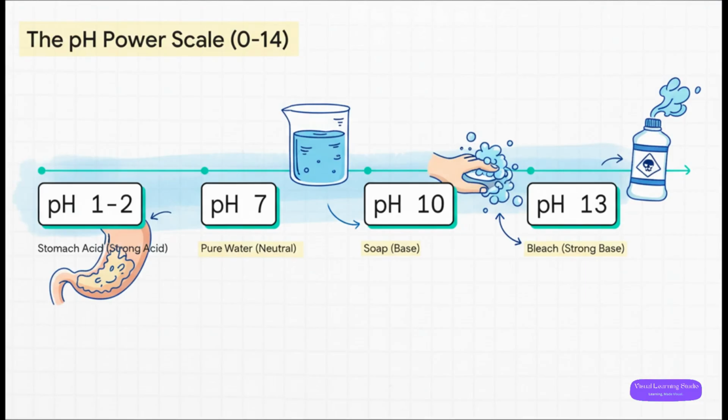Down at the very low end, we're talking 0 to 2, you've got crazy powerful acids like the stuff in your stomach. Then, right in the dead center, at a pH of 7, you have perfect neutrality. Think pure water. As you climb up the scale, you get into the bases. Soap is around a 10, and you can go all the way up to super strong bases like bleach, which is way up there at 13.